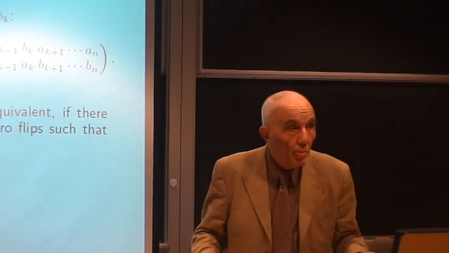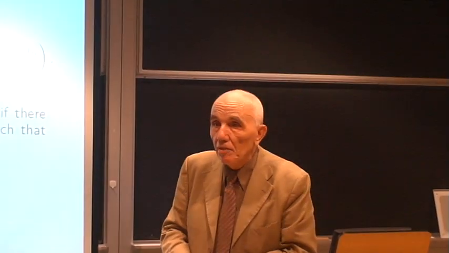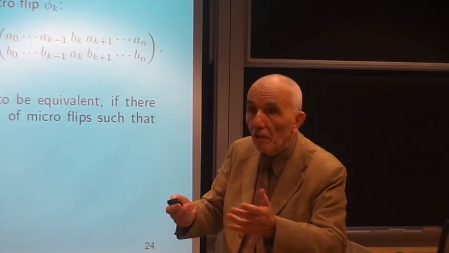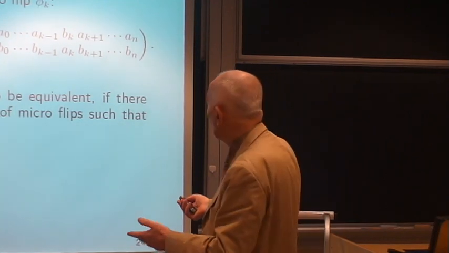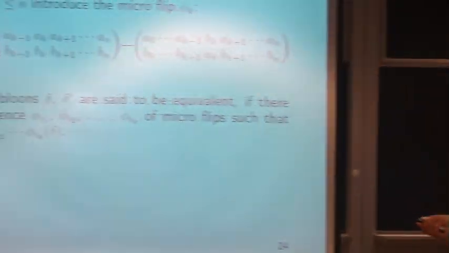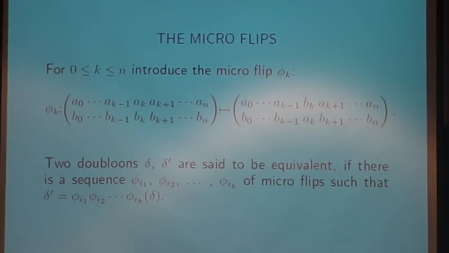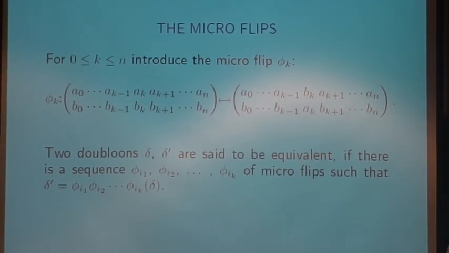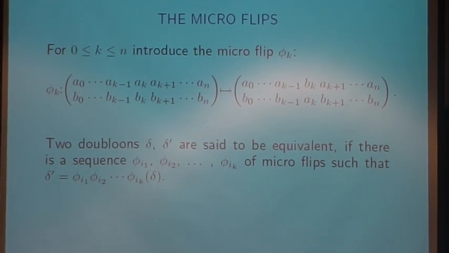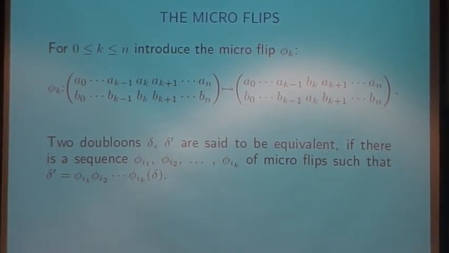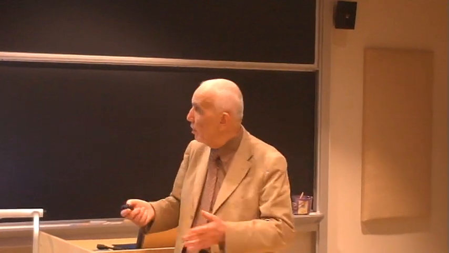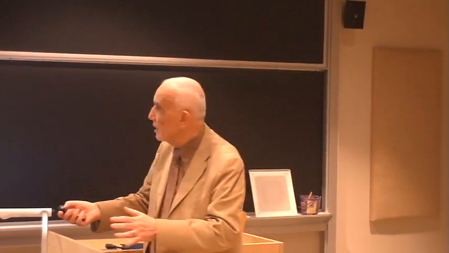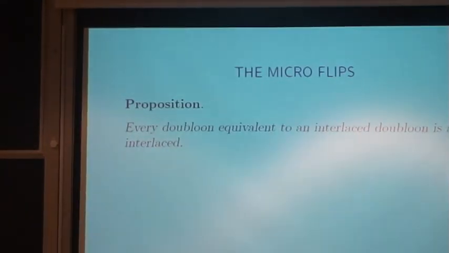And we say that two doublets are equivalent if we can go from one to the other by playing with the microflips. So if there is a sequence phi sub i1, phi sub i2, up to phi sub ik of microflips such that the second one is equal to this product applied to the first. That's it. In other words, we can define an equivalence relation on all the doublets.